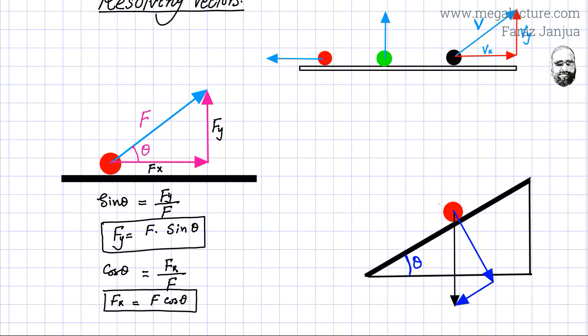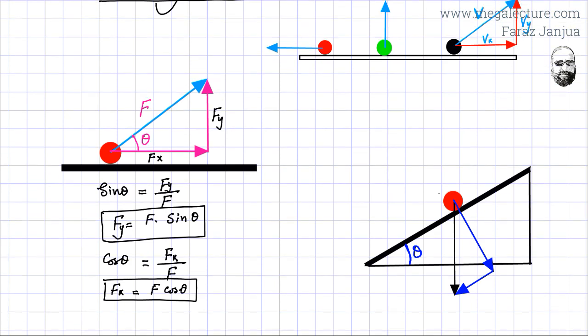Now, how can we find it? Using similar triangles, if the angle between the inclined plane and the horizontal is theta, this angle will also be theta.